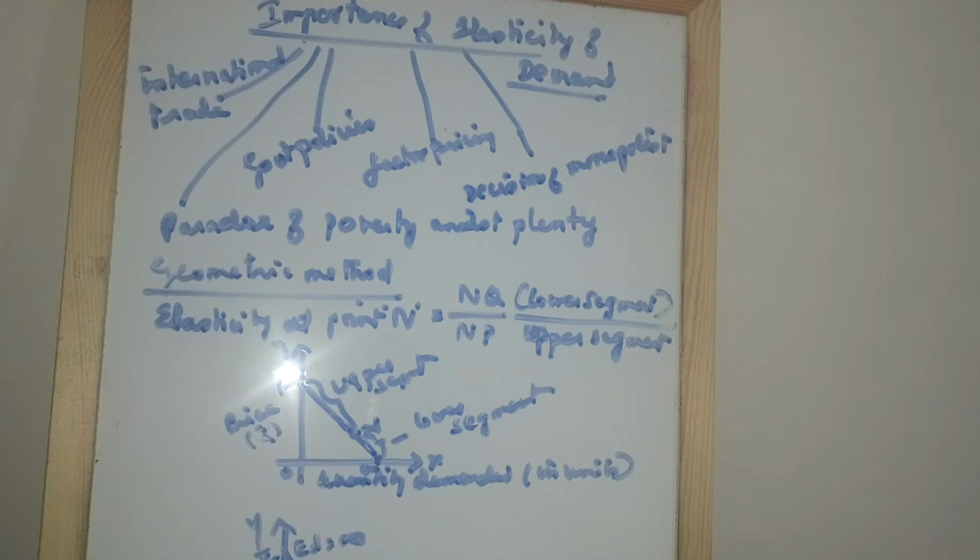At point C, you find elastic demand is less than 1, because CD divided by CE, that is lower segment divided by higher segment, you get less than 1 value. So elastic demand is less than 1, which is less elastic demand.